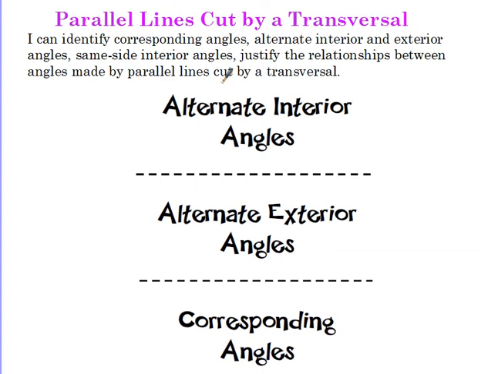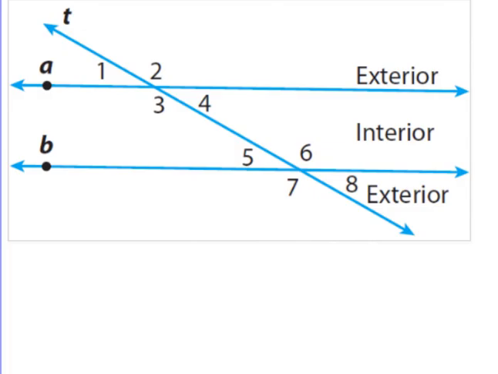Now, we're going to focus a lot on vocabulary today because this is a very vocabulary dense topic. But I think we'll be fine. So here are the three main ones that we're going to focus on today. We're going to add a couple more as we go, but these are the three big ones. So alternate interior angles, alternate exterior angles, and corresponding angles.